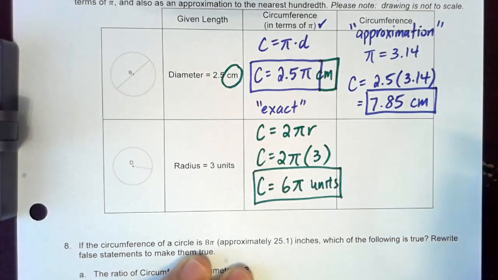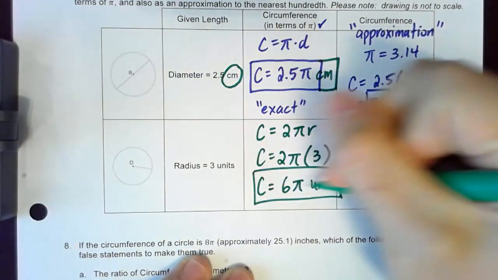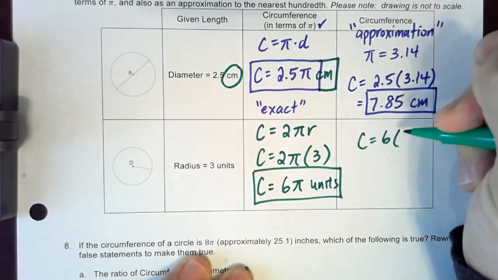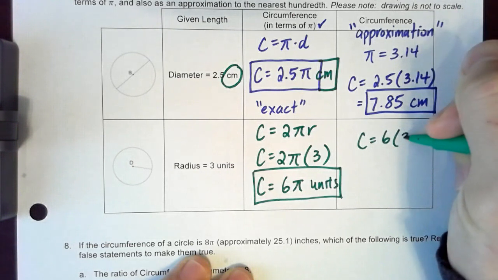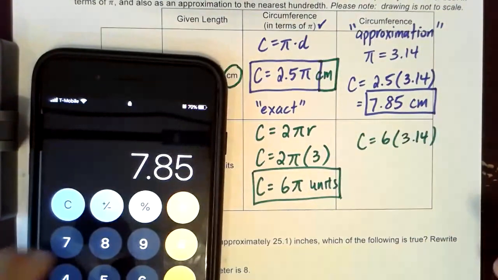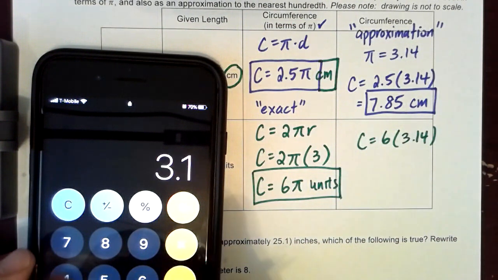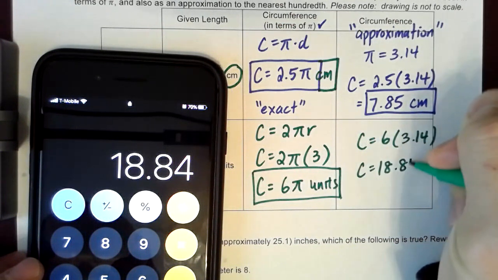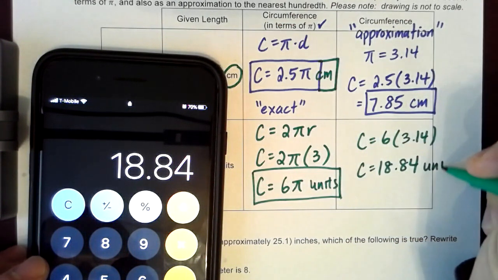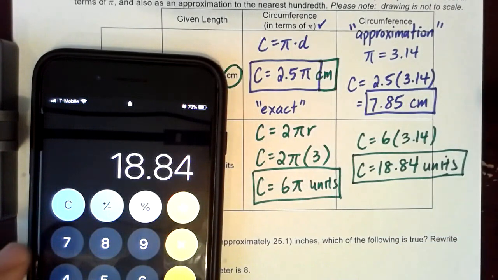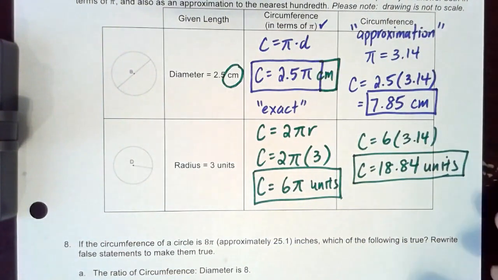Okay. For the approximation, all you have to do is take this now and, instead of using pi, you should use 3.14 and just plug it into the calculator. 6 times 3.14 is going to give me 18.84 units, and that's it. Pretty simple. All you have to do is plug it into the formula.